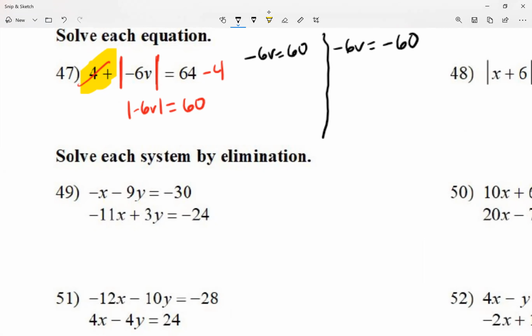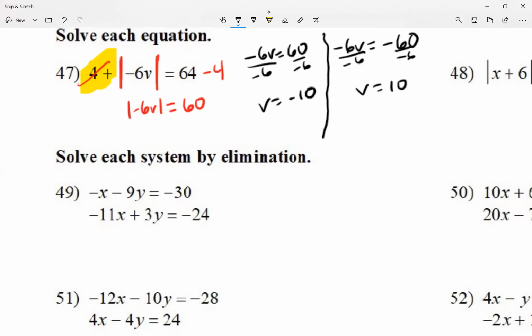In my first case, let me divide both sides by -6. So I get v is equal to -10. In the other case, let me divide both sides by -6, and I get v is equal to +10. I came out with two answers, and that's fine. Remember on questions 45 and 46 with the graphs, we were coming out with two answers. So the same thing here, we can always come out with two different answers.